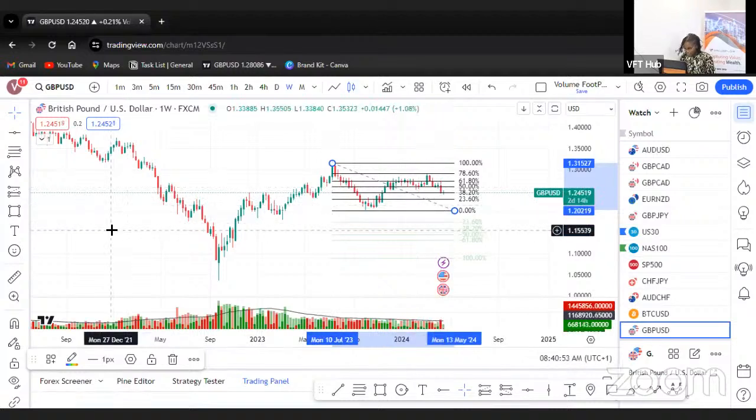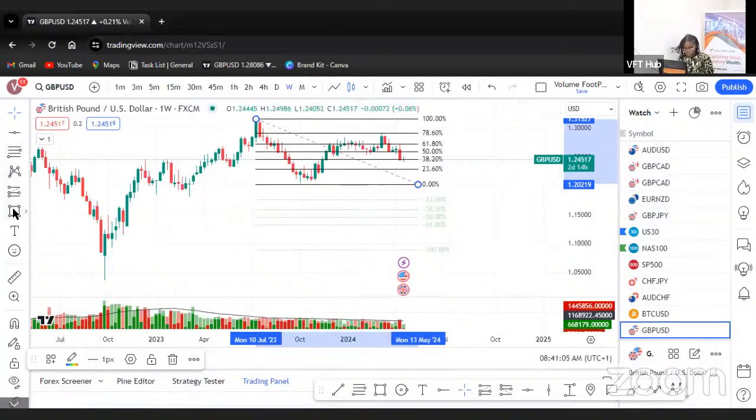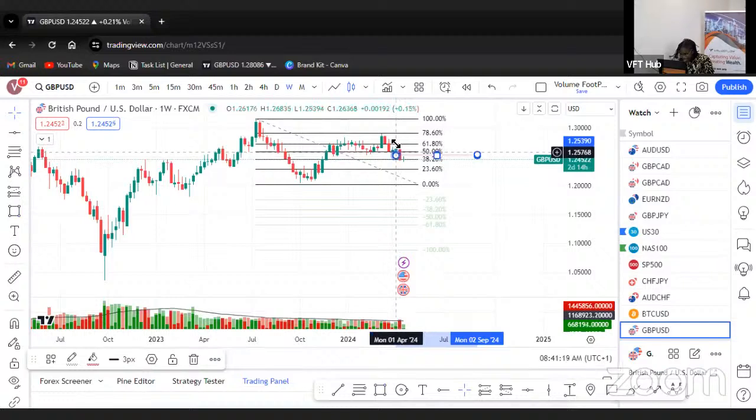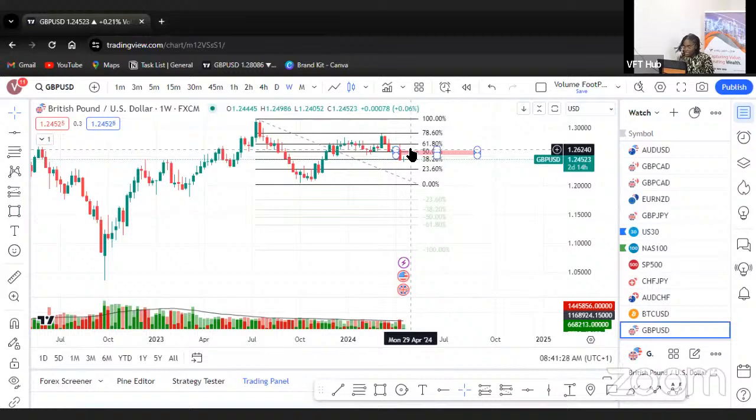But for this week, the rest of the week, like I said earlier, I'm expecting some sort of a retracement into this region. I hope you can see this. When price retraces into this region, then we can continue our sell trend to the downside, probably taking out this low and selling off all the way.